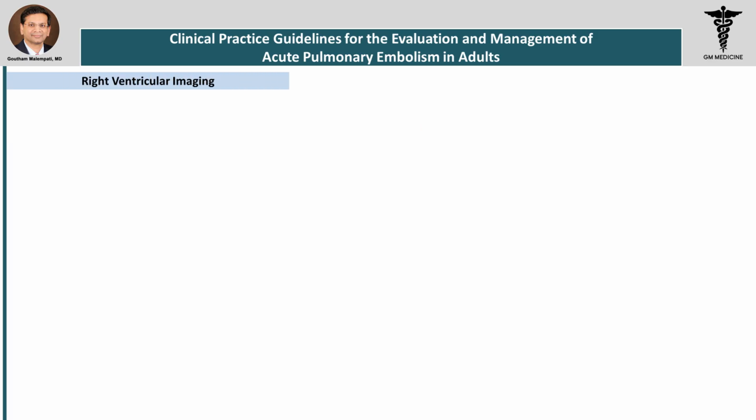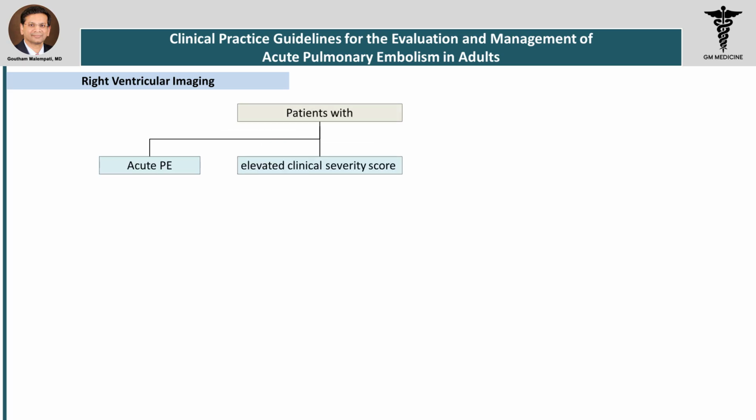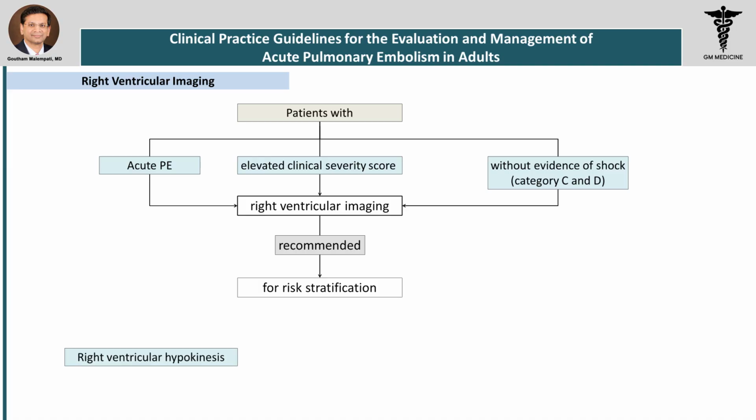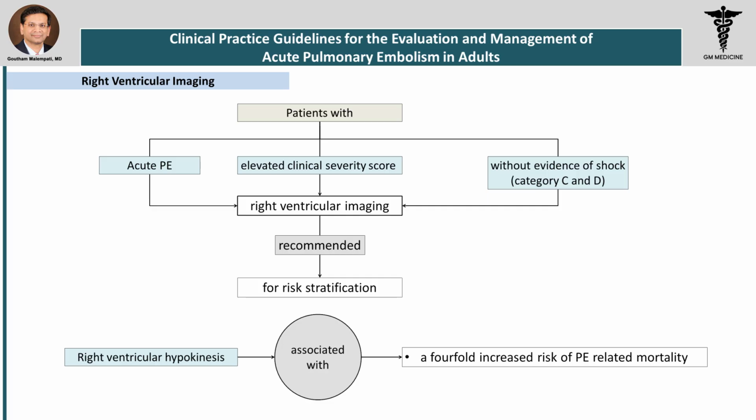Right ventricular imaging in patients with acute PE and elevated clinical severity score but without evidence of shock, i.e. category C and D. Right ventricular imaging is recommended for risk stratification. Right ventricular hypokinesis is associated with a 4-fold increased risk of PE-related mortality.